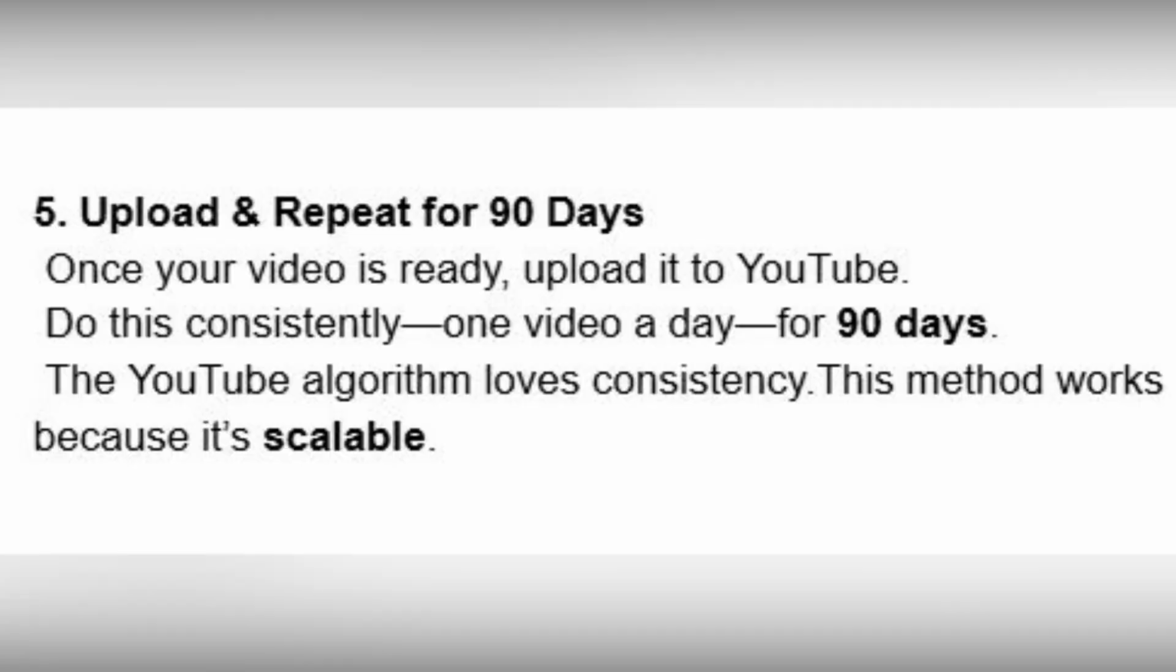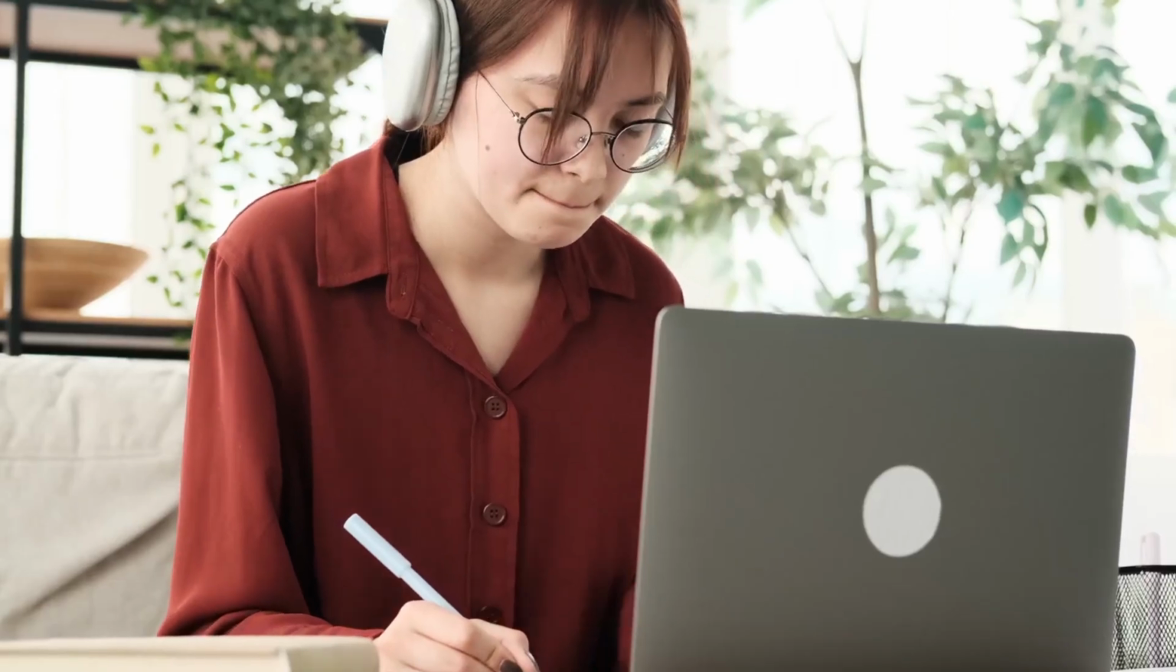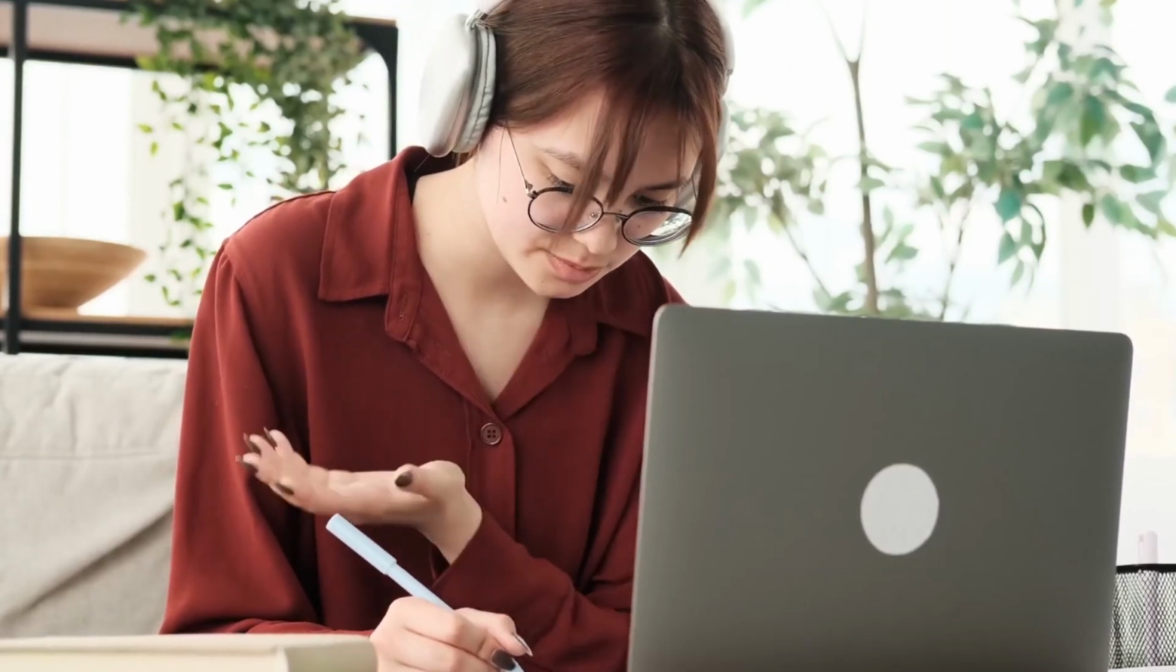Once your video is ready, upload it to YouTube. Do this consistently, one video a day, for 90 days. The YouTube algorithm loves consistency. This method works because it's scalable, and if you keep doing this for 90 days, that's 90 chances to go viral. 90 chances to hit your first $10,000 a month.